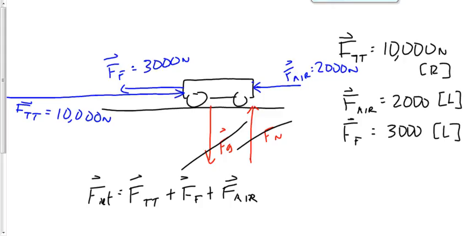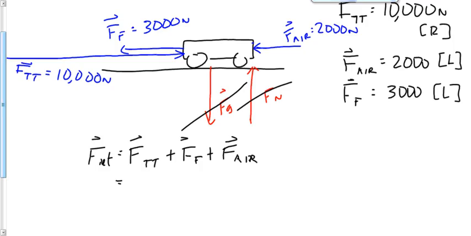Let's plug some numbers in here now. F_T would be 10,000 newtons. F_f would be 3,000 newtons. And F_air would be 2,000 newtons. Is that right? Ben, is that right? What's wrong? Good. So what do we got to do with that?